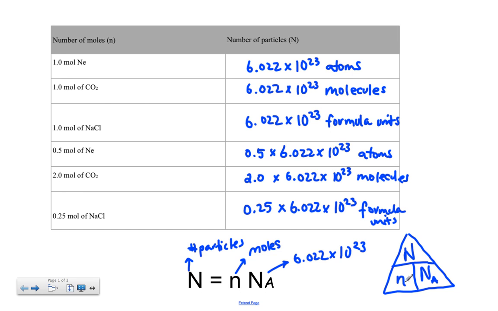But in another example, you'll see we want to find moles. So if I cover this up, then you'll see that to find moles, it's going to be the number of particles divided by Avogadro's number. Let's do some examples.